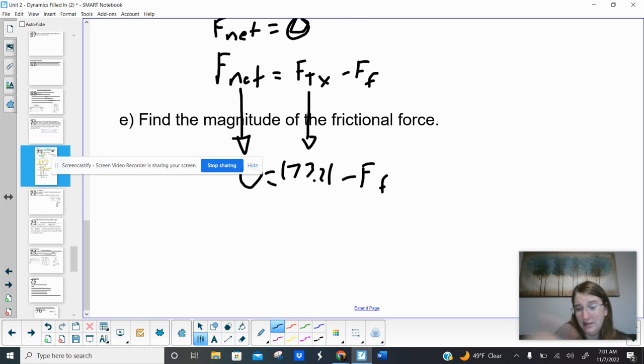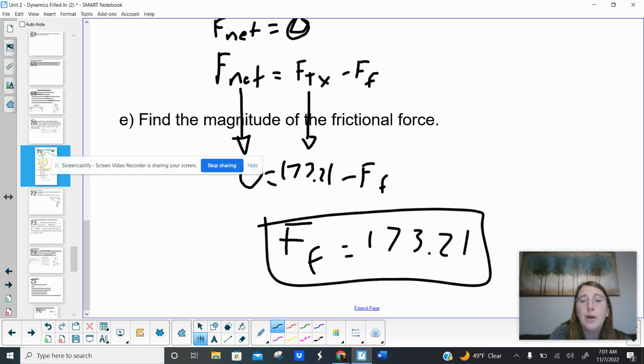173.21. Well, this tells me they have to be equal, so force friction is also 173.21. Now, I want you to notice that, again, these questions, when we're talking about forces, often refer to the magnitude. So even though technically we'd want to call one negative as well as the other one is positive, you can just leave it as a positive number, right? The magnitude is just the number itself. If we cared about the direction, they would say direction, right? And then we'd add the positive or negative.